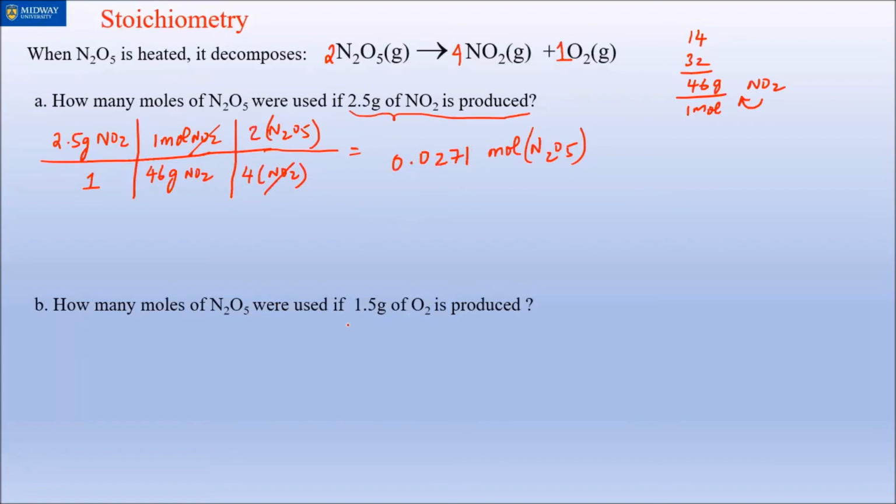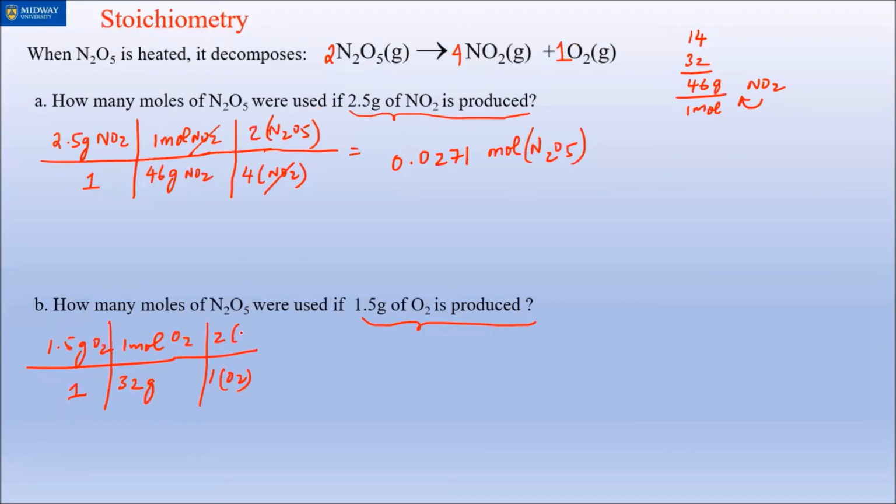Let's do this one. It's asking how many moles of N2O5 were used if 1.5 gram of O2 is produced. Again, that's the given information. So 1.5 gram of O2 over 1. Molar mass of oxygen is 32 grams over 1 mole. This is again for O2, but we don't want O2, we want N2O5. You guessed it right. You've got to use the mole ratio of O2 to N2O5. That's 1:2. So for 1 oxygen, we have 2 N2O5.